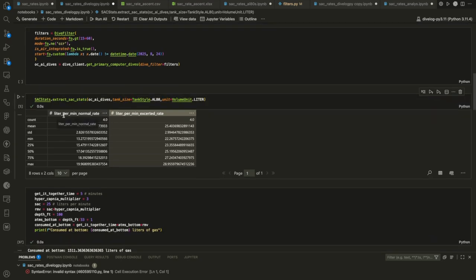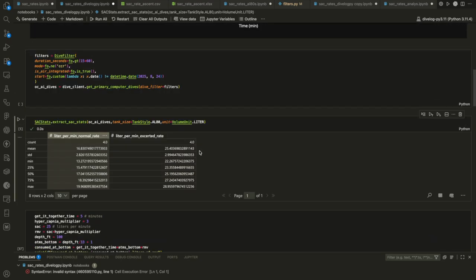So these are the SAC calculations from my data. The first column is my normal SAC rate, and then I get my exerted SAC rate. That's not the average, that's the 95th percentile. That's an idea that comes from finance. I'm basing this on value at risk, where we look for some of the worst possible things that could happen and just prepare for that. This 16 number here tells me, am I getting good at my buoyancy? This number here, my exerted SAC rate, that's what I use for planning.